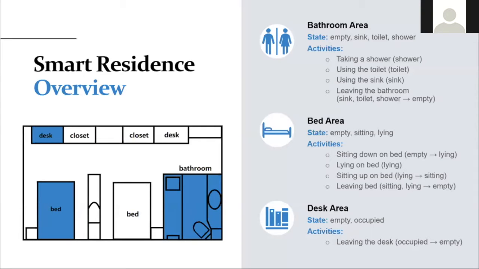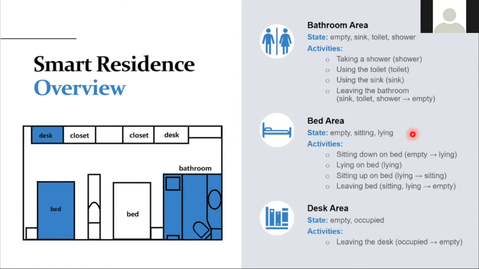For example, for the bathroom area, the states defined are empty, sink occupying, toilet occupying, and showering. And the activities of taking a shower, using the toilet, and using the sink are directly recognized by the state of shower, toilet, and sink, while the leaving the bathroom activity is recognized by sequential state change from occupying states, which are sink, toilet, and shower, to empty state.